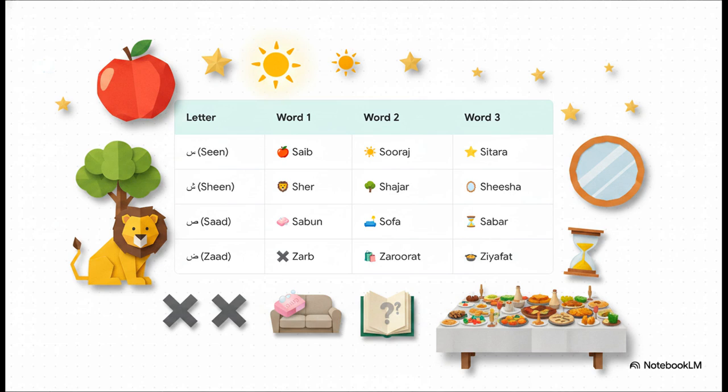Look at the letter Sin with its little teeth and slithering curved tail. Think of a juicy sayab, an apple, baking under the warm suraj, the sun, and the evening sitara, the stars. Right below that is sheen with 3 dots on top.